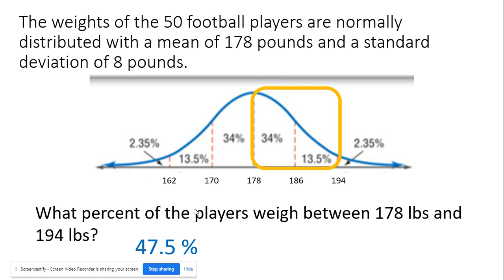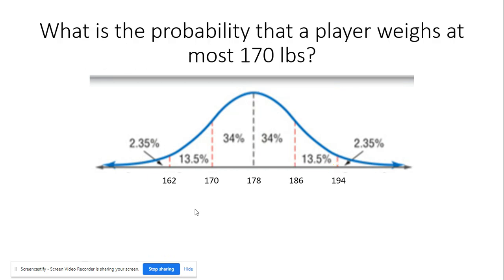Let's do another one using the same problem. So I'm going to keep the curve the same since I already created it. But this says, what is the probability that a player weighs at most 170 pounds? So this is really just another fancy way of saying find the percentage, because if you recall from last week, probability is a percentage. So it says at most 170 pounds, which means 170 is the highest value it goes. So really, it's from 170 and below.